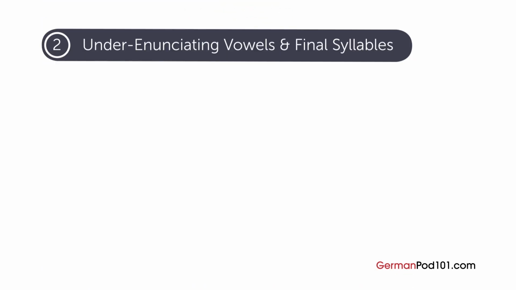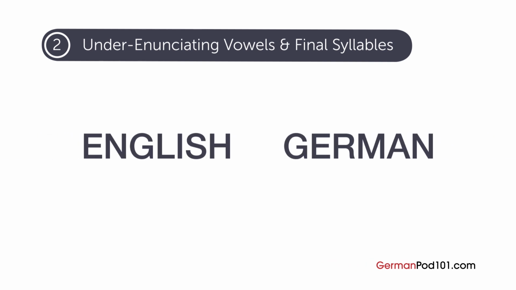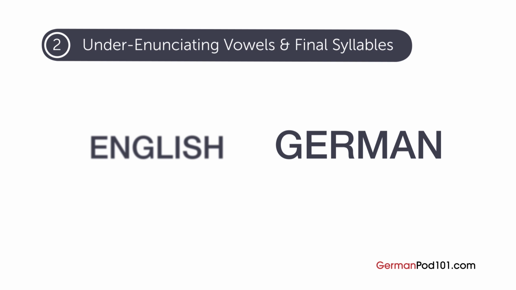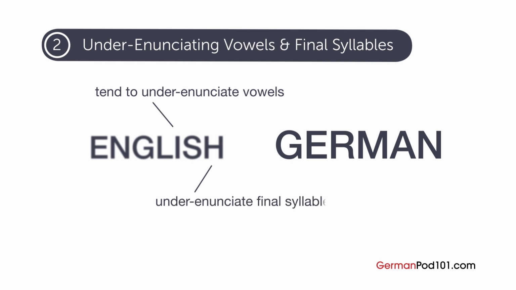Number 2. Under-enunciating vowels and final syllables. While both English and German have vowel reductions of some sort, English is much more lax than German. This means that many English speakers tend to under-enunciate vowels. The same applies to final syllables as well.